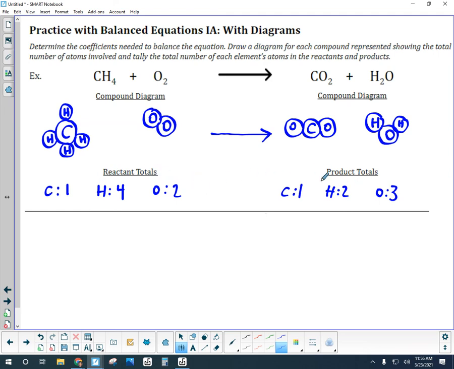I think the easiest route to go is to take care of the hydrogen, only 2 compared to 4. Again, I can't turn this into H4O. That would be a completely non-existent molecule. It's got to be H2O. But I can double it. And by doubling it, I've made a second water molecule in my diagram as well. So now by doubling the water molecule, my hydrogen total is now 4. Cross out the 2. Now I have 4.